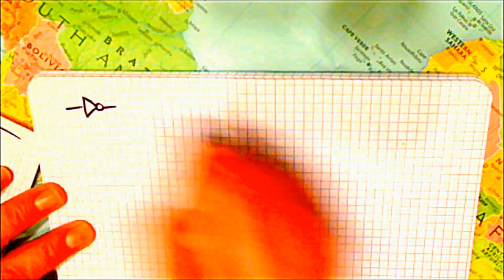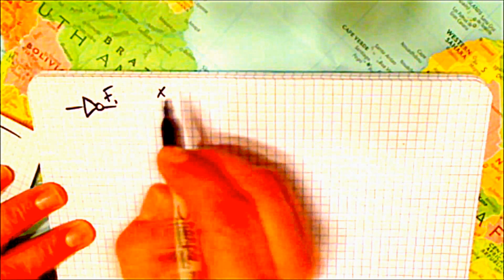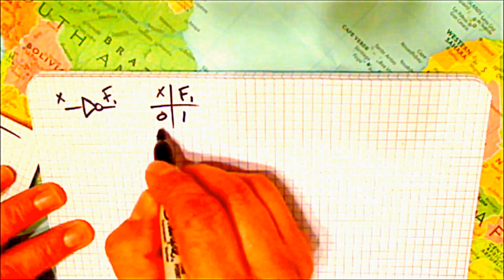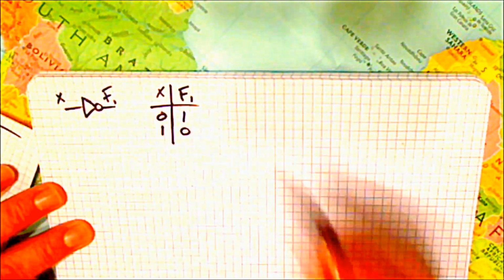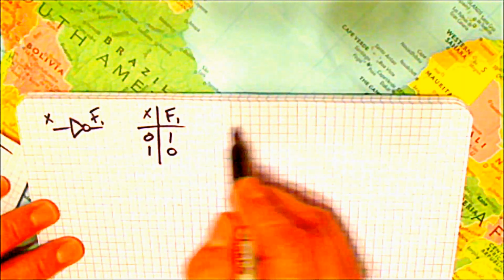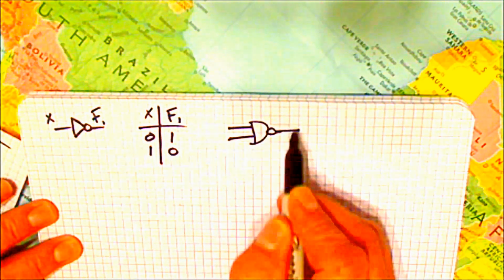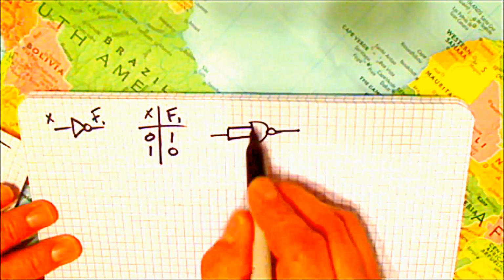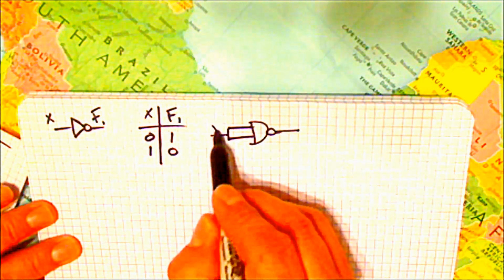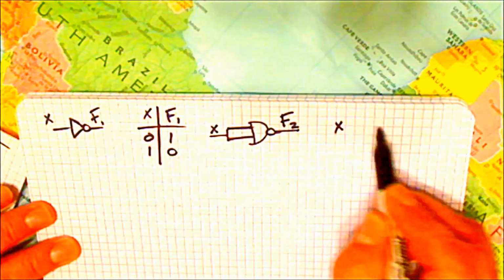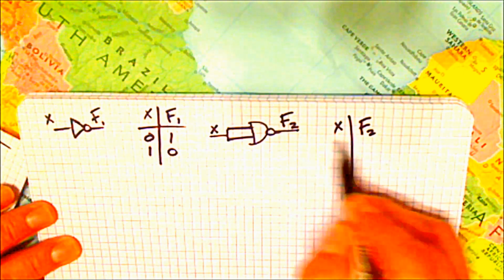So what do we do first? Well, as I said, the first one that we're going to work with is the inverter, which, if we consider the input X and the output F1, when we get a 0, we should get an output of 1. When we input a 1, we should get an output of 0. So if we then draw our NAND gate, the way we make it behave like an inverter is by joining the two inputs together. So when you provide X here, you should get an output of F2. So we have a new X and a new output, which is F2.